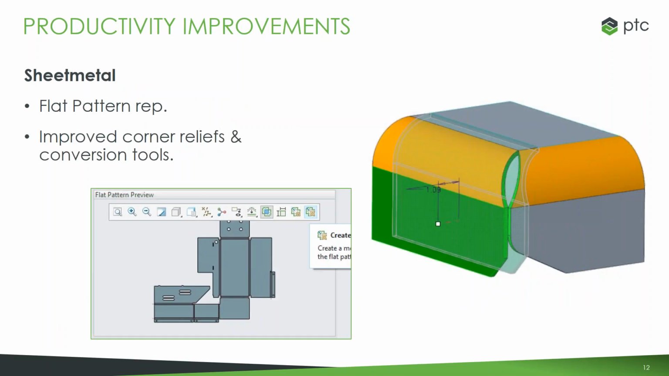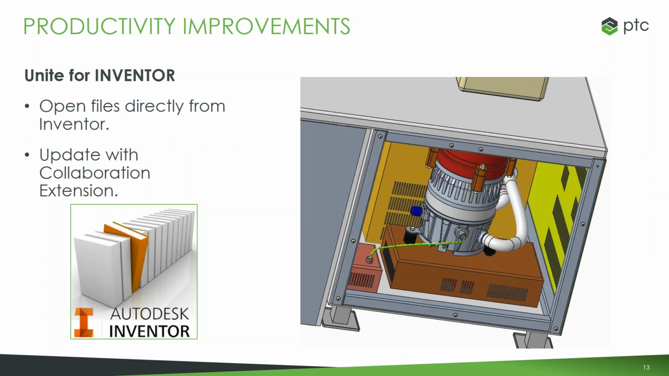There's also been improvements with sheet metaling. So you can now do a flat pattern representation here so it can create that for you. So rather than having to save off a separate model that you flattened out, you can go ahead and just create a new flat pattern representation. There's also been some improvements around corner reliefs and conversion tools whenever bringing those sheet metal objects in.